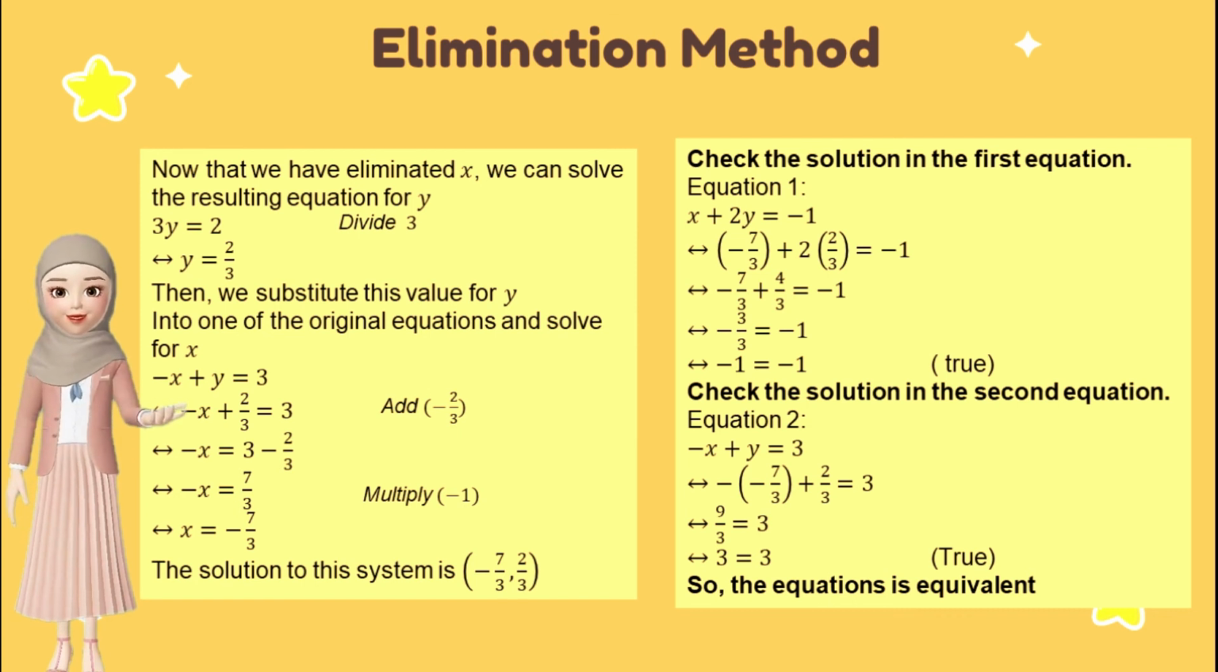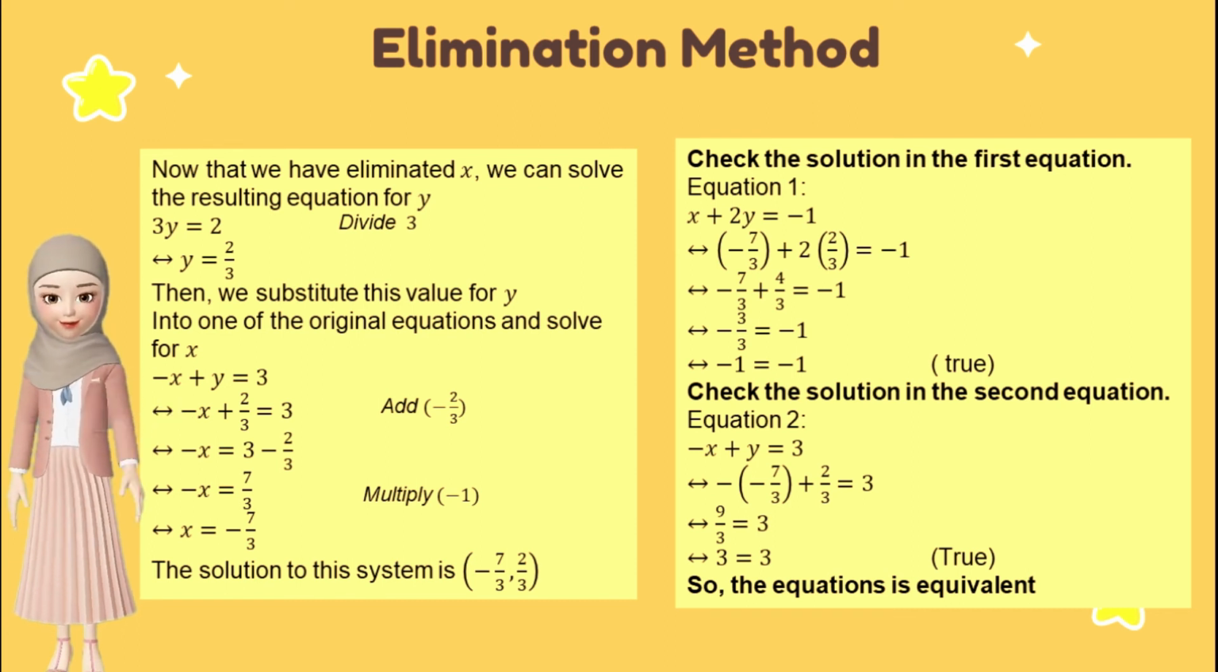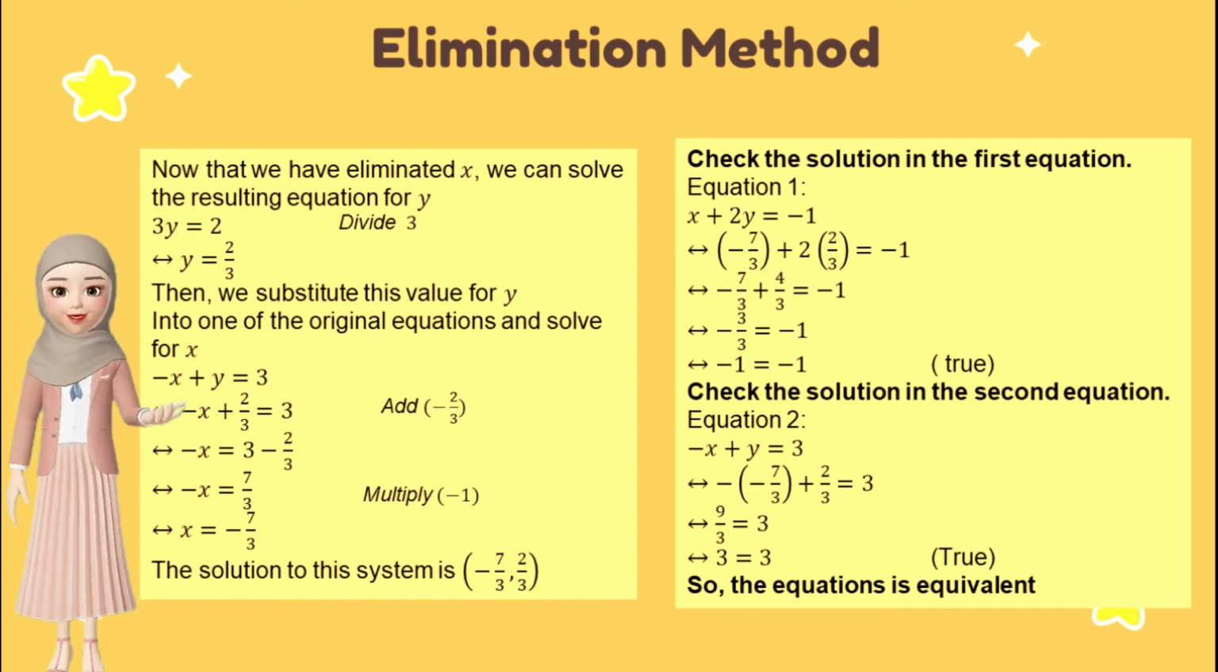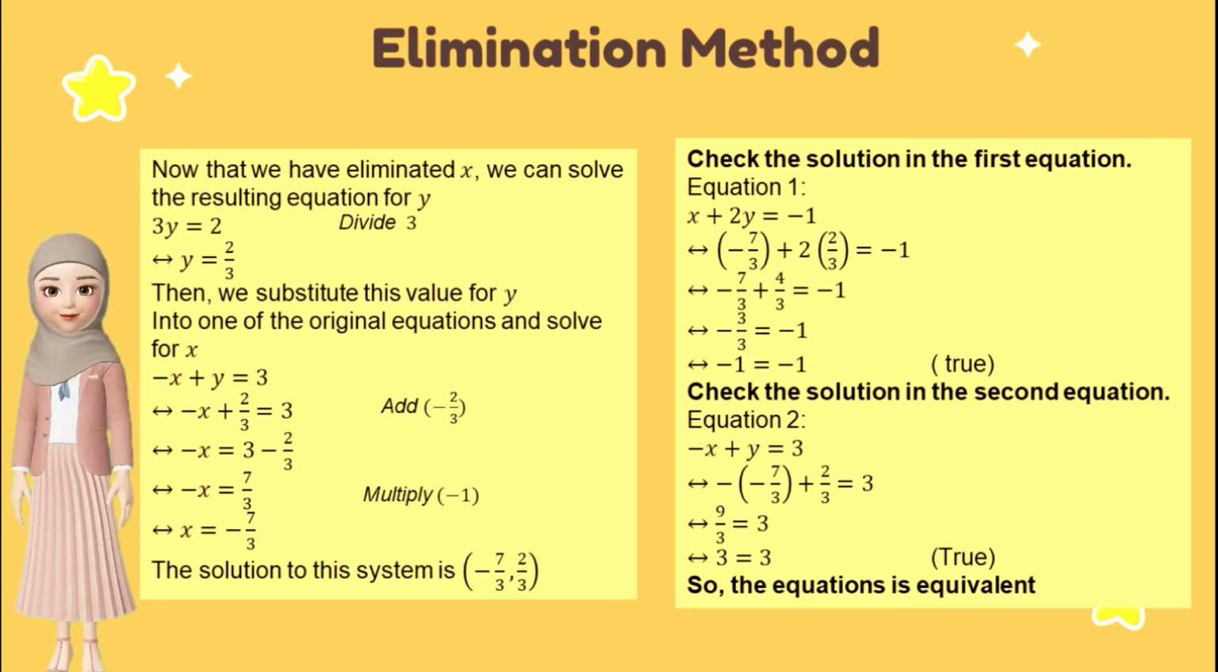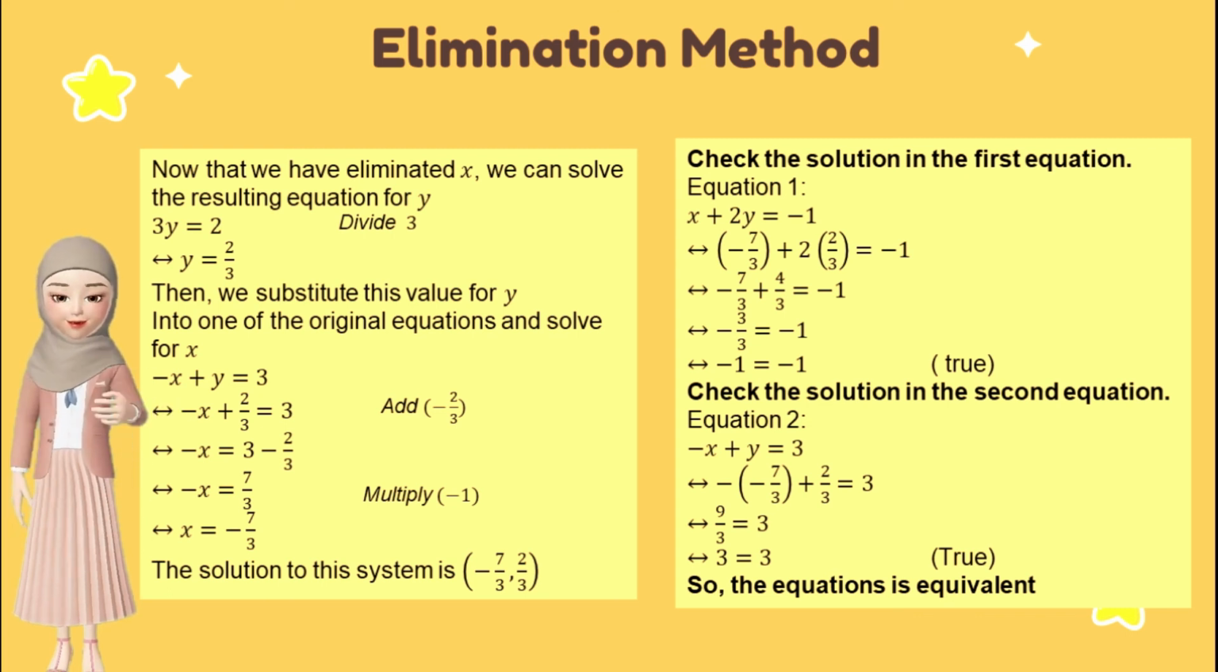Check the solution in the second equation. Minus x plus y equals 3. We substitute x and y. So we get minus (minus 7 over 3) plus 2 over 3 equals 3. So we get 9 over 3 equals 3. 9 over 3 is 3. So 3 equals 3 is true. So the equations are equivalent.